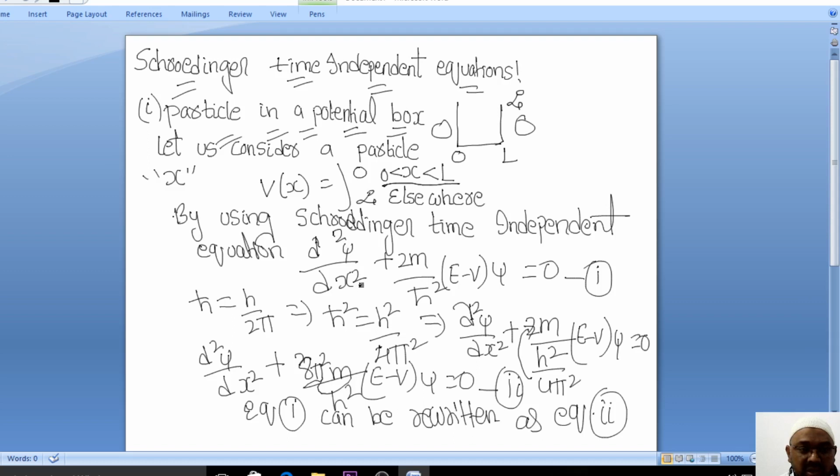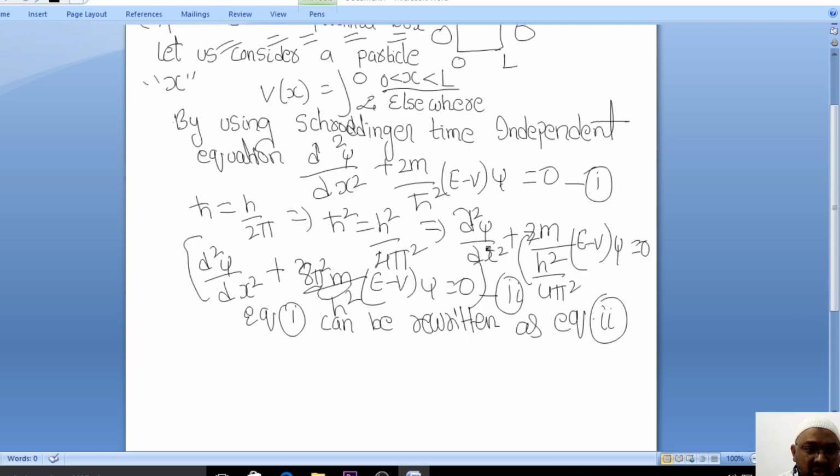So dou square psi by dou x square plus 2m by h bar square into E minus V into psi is equal to 0. This is equation number 1. So h bar is h by 2 pi and h bar square is equal to h square by 4 pi square. Now this can also be written with h square by 4 pi square. What we have done is just substituted in this particular equation and we got this value. In the previous class we just derived this equation, which can be rewritten as equation number 1.